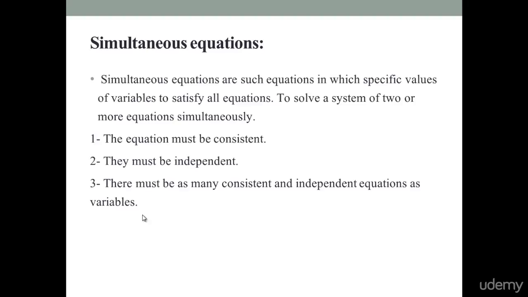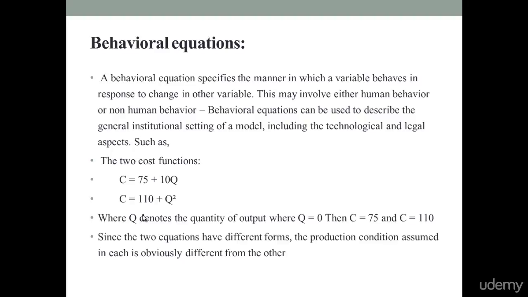Okay. What is a simultaneous equation? Simultaneous equations are equations in which specific values of variables must satisfy all equations, to solve a system of two or more equations simultaneously. The equations must be consistent and independent; there must be as many consistent and independent equations as variables. What is a behavioral equation?